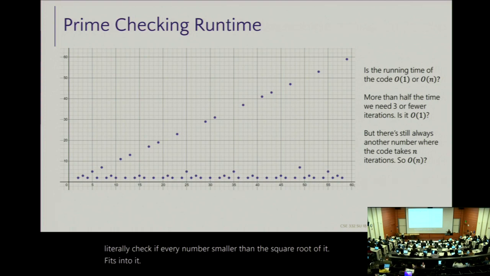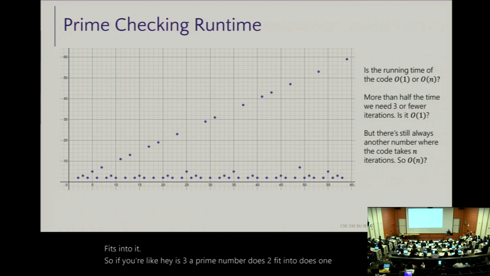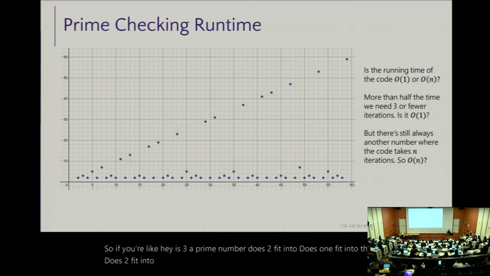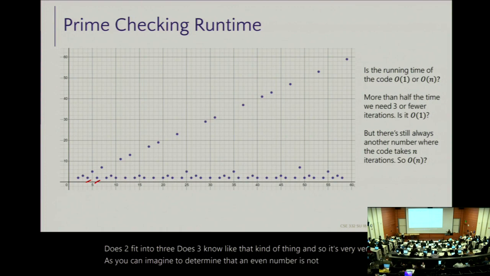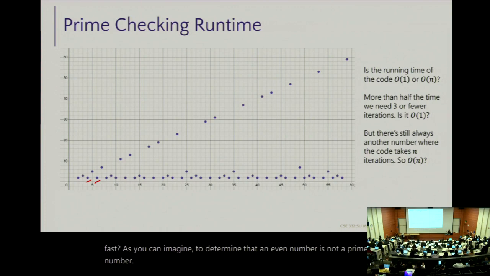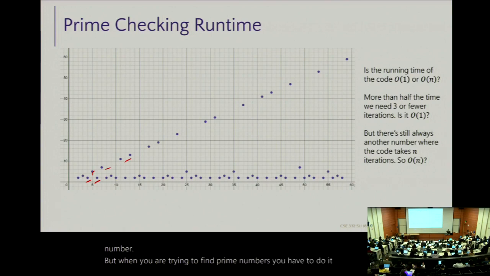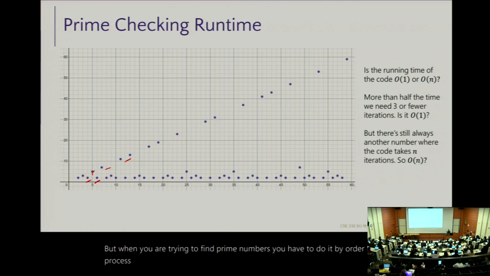So if you're like, hey, is 3 a prime number? Does 1 fit into 3? Does 2 fit into 3? Does 3, that kind of thing. And so it's very, very fast, as you can imagine, to determine that an even number is not a prime number. But when you are trying to find prime numbers, you have to do it by order, like process of elimination. So whenever you're looking for the prime number, that takes a lot longer.